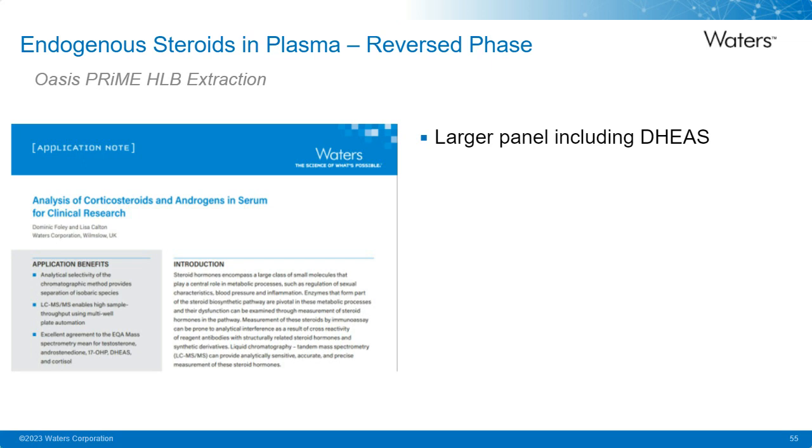So the next one is we're looking at a larger panel of steroids in plasma, and this includes DHEA sulfate as well. And this is a slightly different approach. We are using Oasis Prime HLB, but a little different way of approaching it.